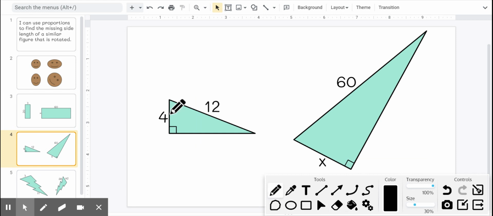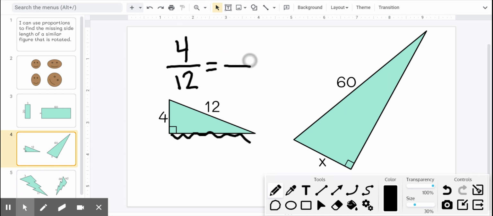All right, so for this one, I'm going to write a ratio of these two sides. So the shortest one is 4 and the longest side is 12. Technically, this one would be the medium side, but that one's not important right now. So then again, we have a ratio and a proportion is two equivalent ratios. All right, so the 4 is the shortest side. The shortest side over here is X. And then the longest side, which is not touching that right angle, would be 60.